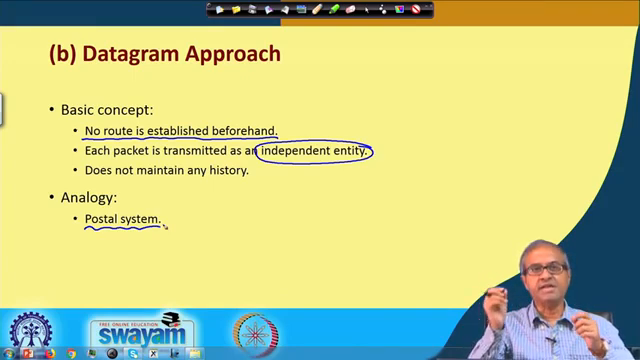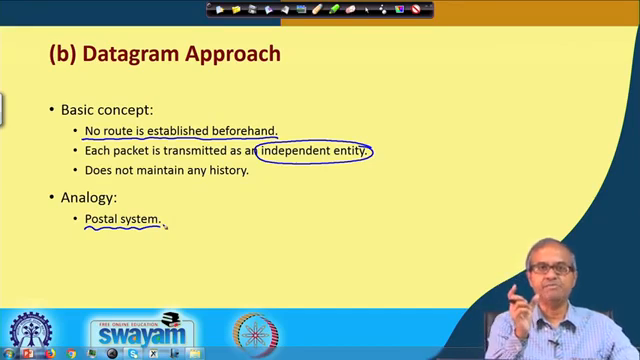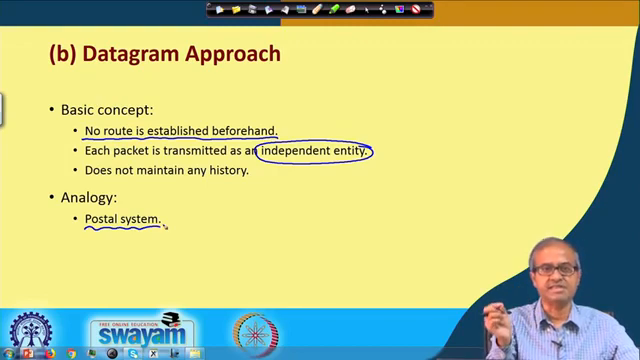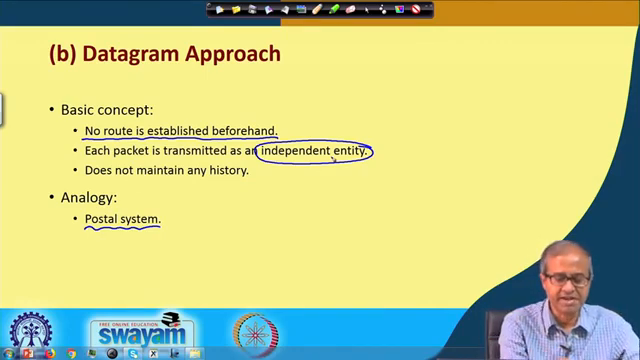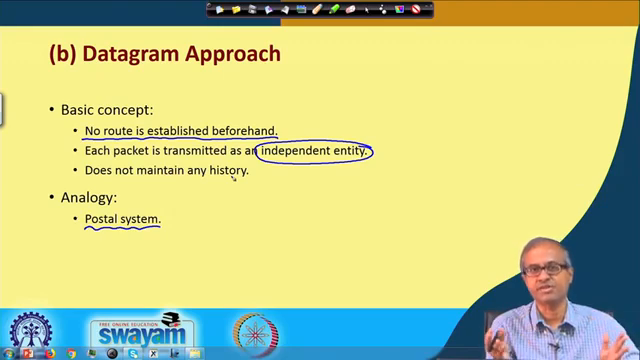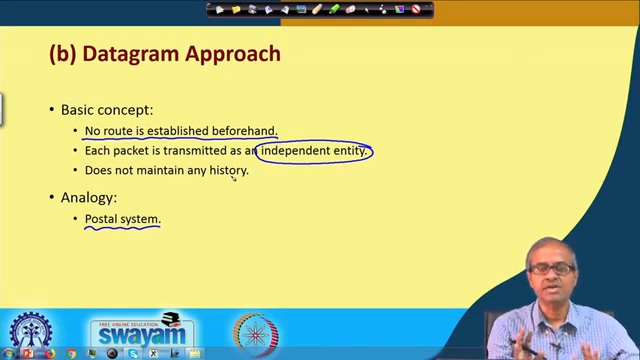But one thing you know is that when you post a letter, you specify a destination address. Here also, when you transmit a packet, the packet must carry the address of the destination node along with it. Because it is being sent as an independent entity, you must have the address. It does not maintain any history, as there is no concept of an established path. Each packet is being routed as an independent entity.